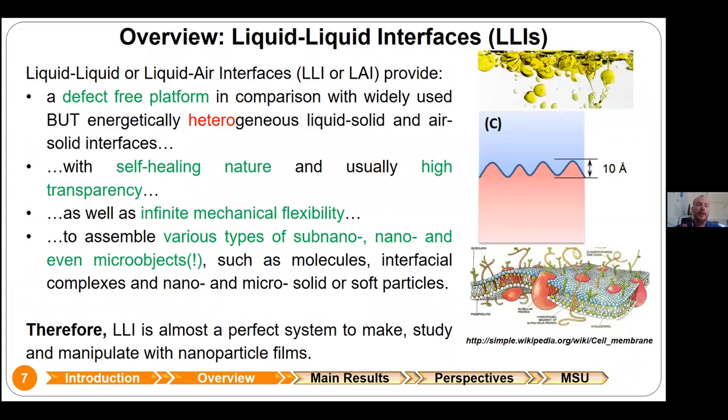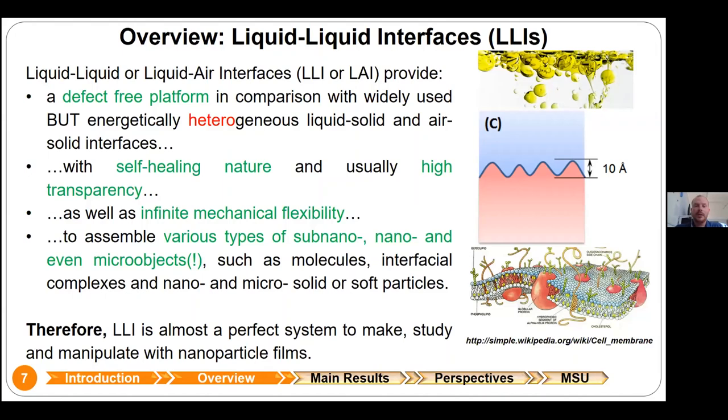Technically speaking, the liquid-liquid interface or liquid-air interface provides a very nice platform with homogeneous distribution of, let's say, sites on it, and the most important, it is defect-free. So we do not see or almost do not see any inhomogeneities in it. It possesses a self-healing nature. And usually we are working with highly transparent solvents. Of course, we can assemble some molecules, sub-nano or nano or even micro objects at the liquid-liquid interface.